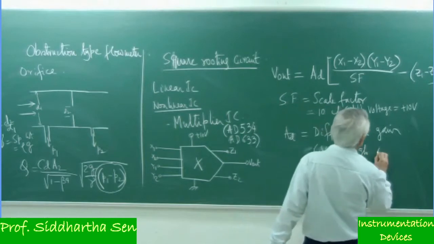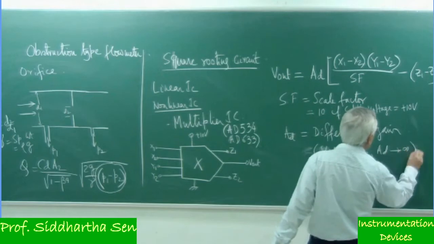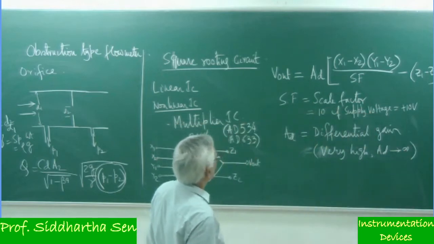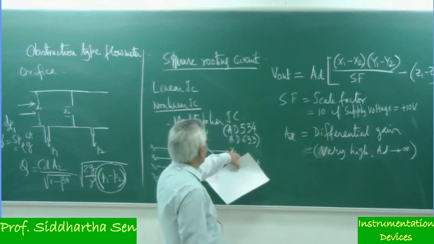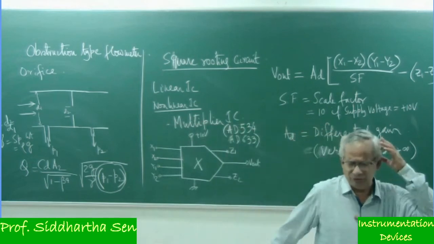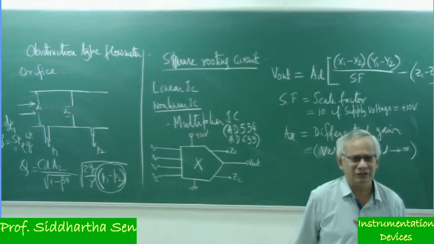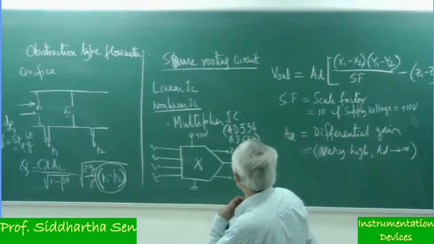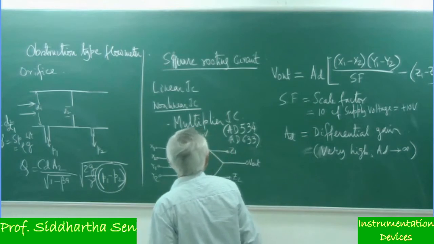So AD basically tends to infinity. You can just consider it very high. Now the question is, I know this one. Actually, if you go to the data sheets of these ICs and also their application notes, you will find very interesting applications there. In fact, some of them can be used for bridge linearizations and so on.